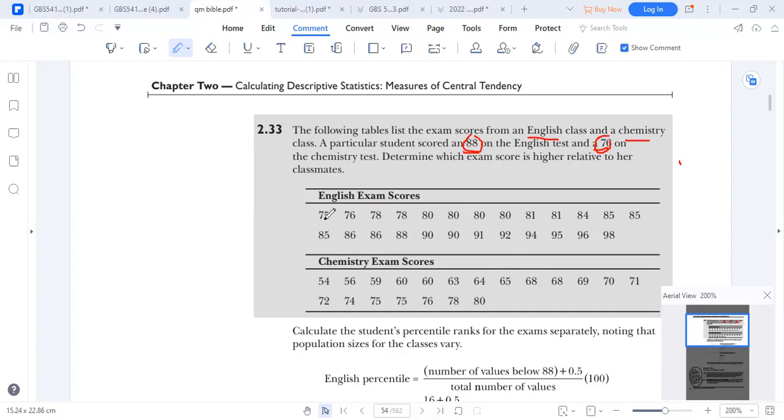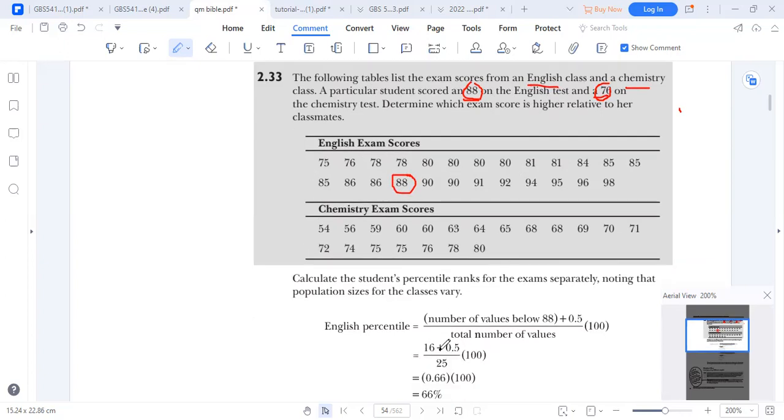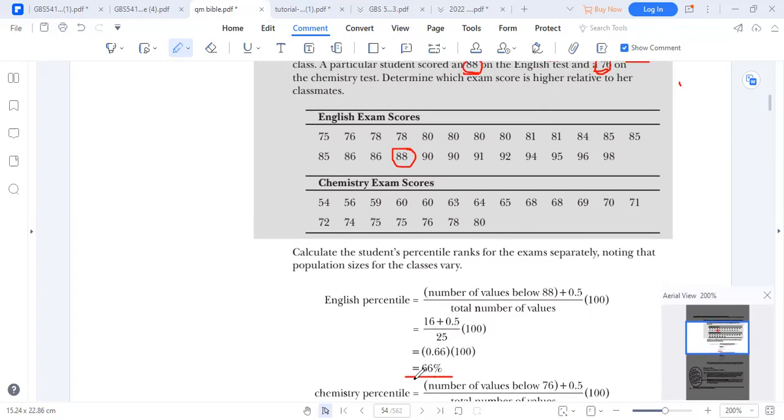So 88, let's go to English. Where's 88? How many figures are below 88? 1, 2, 3, 4, 5, 6, 7, 8, 9, 10, 11, 12, 13, 14, 15, 16. So we get 16 plus 0.5 over the 25 scores times 100. You get 66. That is your figure.